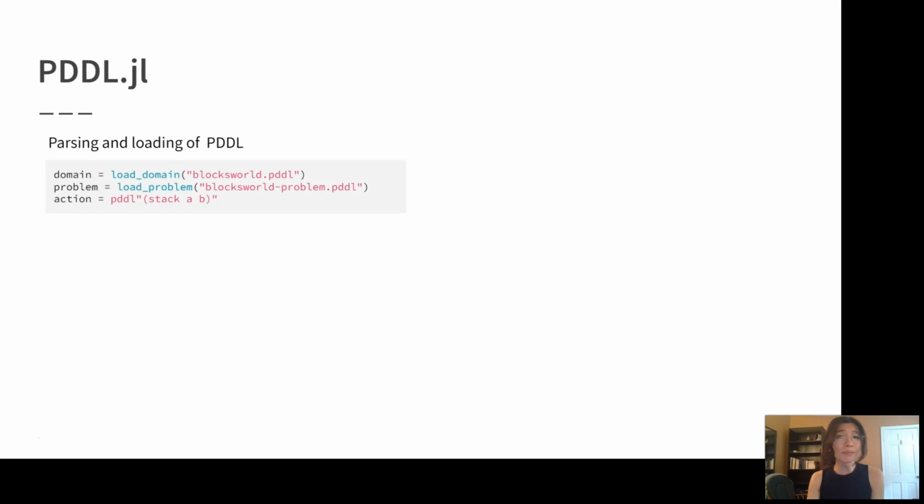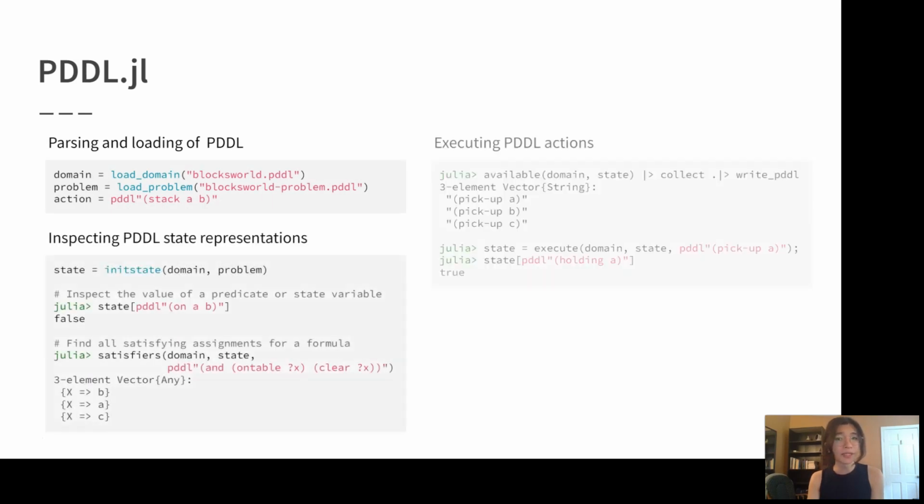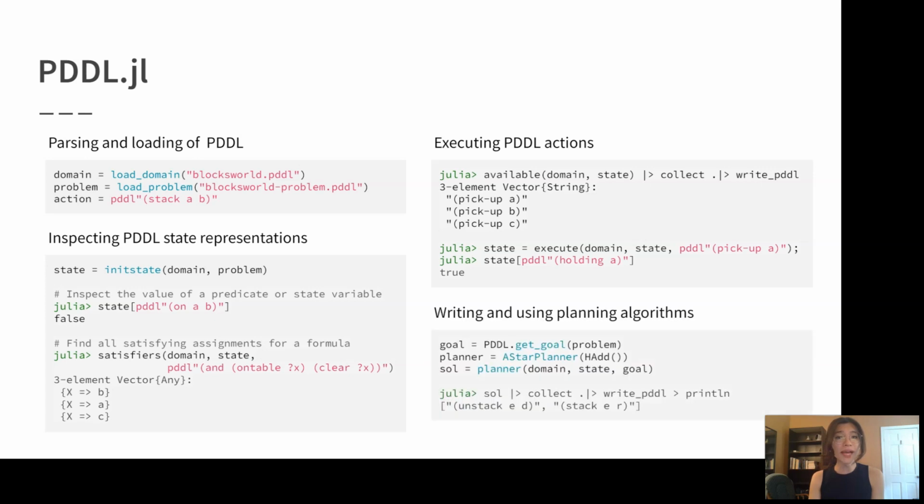So that's PDDL itself. But what is PDDL.jl? Well, at a most practical level, it's a parser, interpreter, and compiler for PDDL written in Julia. You can use it to parse and load PDDL domains and problems, inspect the contents of PDDL state representations, determine which actions are available in a state, and execute them. These primitives can then be used to write planning algorithms, like heuristic-guided A* search, which in turn can be used to solve planning problems.